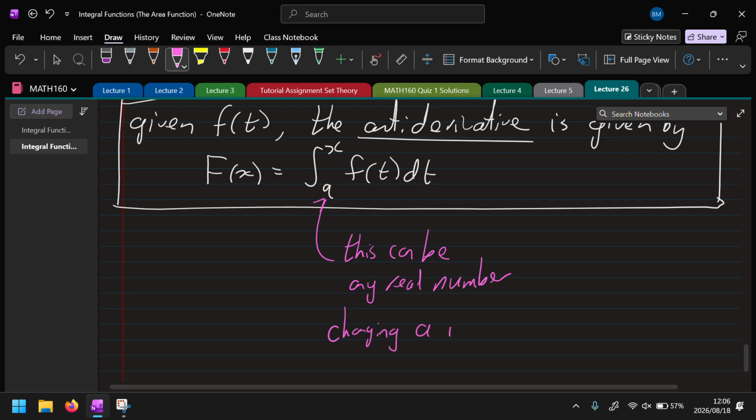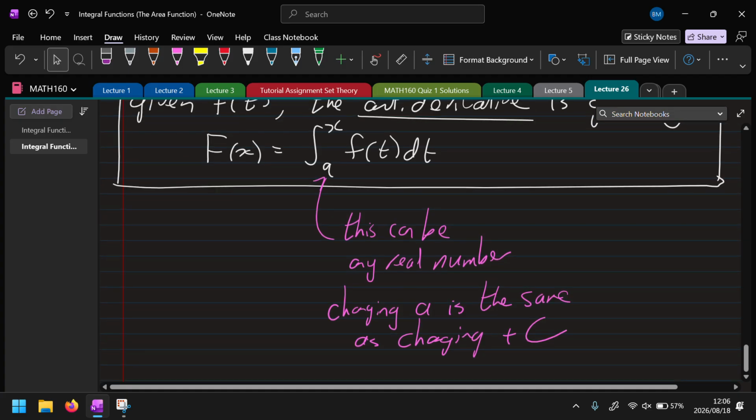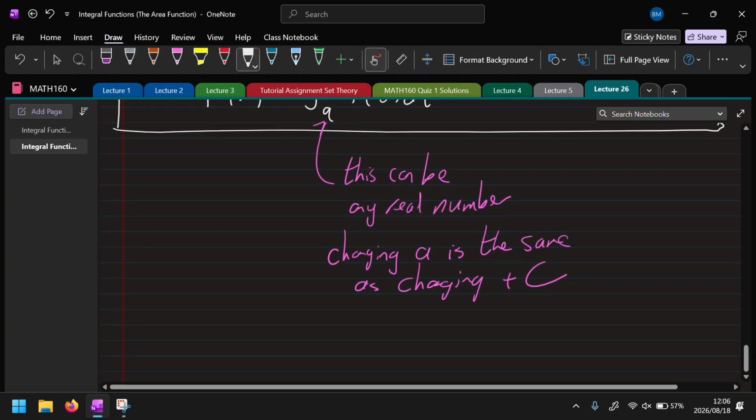Changing a is the same as changing plus c. So we'll see all of that on Thursday when we do the fundamental theorem of calculus. On top of the homework problems here, please read through that for Thursday. In the textbook, you just turn over and you'll see the fundamental theorem of calculus part 1. Part 2 we'll look at later, but part 1, please read for Thursday.